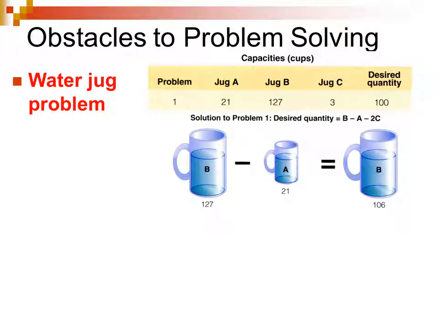Well, the solution is to fill up jug B with water and then to use jug B to fill jug A. When you do that, you're left with 106 cups of water in jug B. So to put this mathematically, the first step is jug B minus jug A.